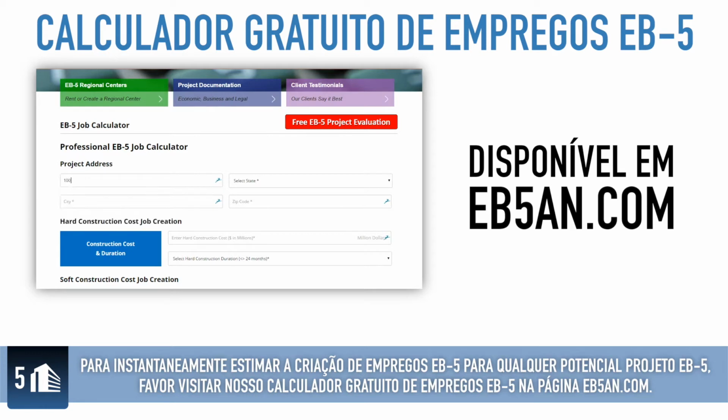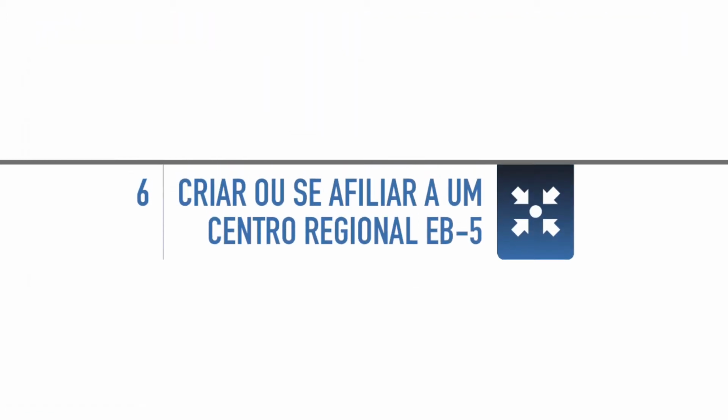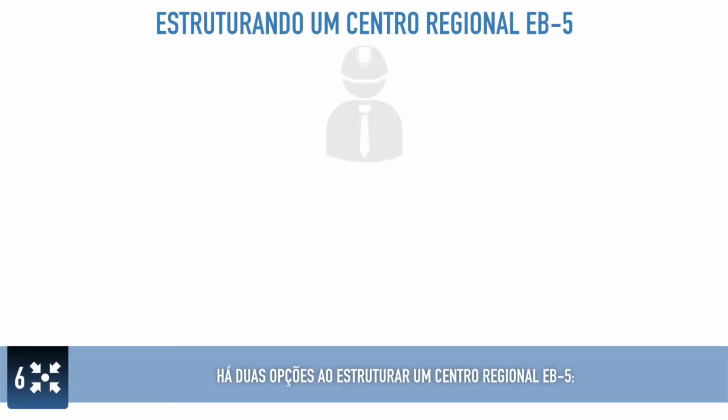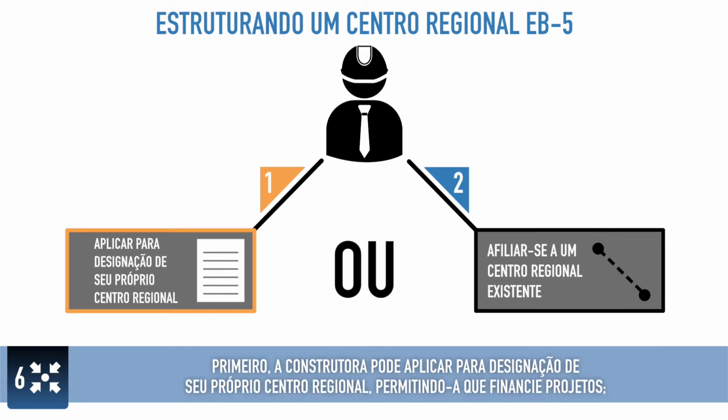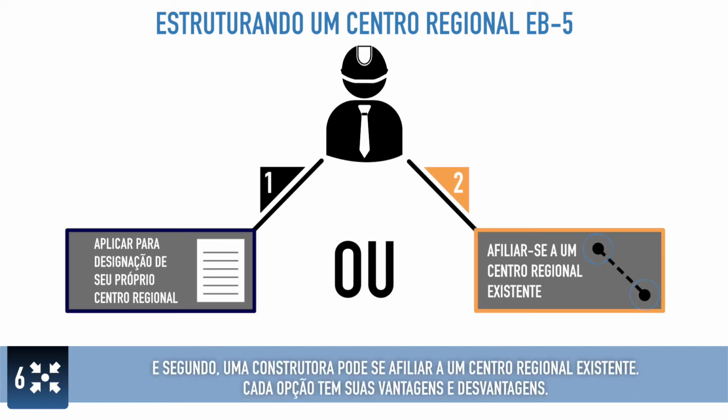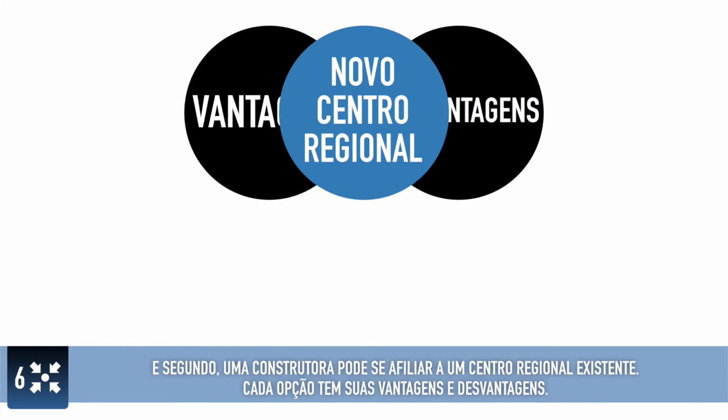Create or affiliate with an EB5 regional center. Two options exist when structuring an EB5 regional center project. First, the project developer can apply for its own regional center designation, allowing it to sponsor projects. And second, a project developer can affiliate with an existing regional center. Each option has its pros and cons.